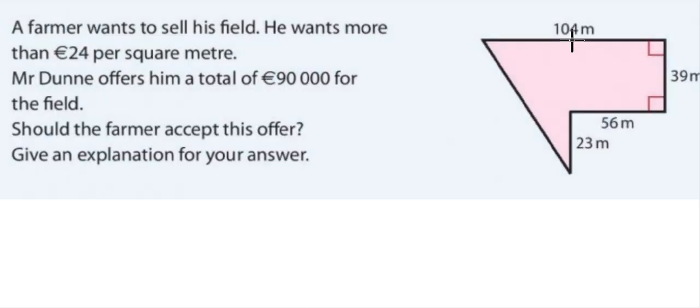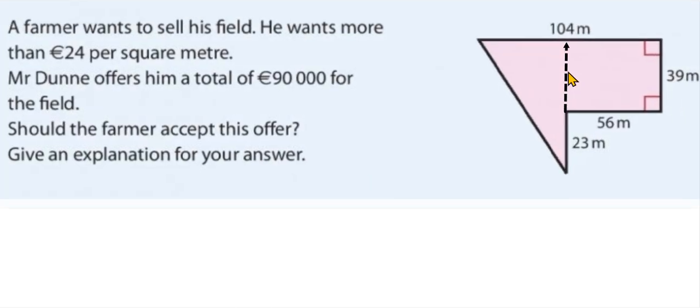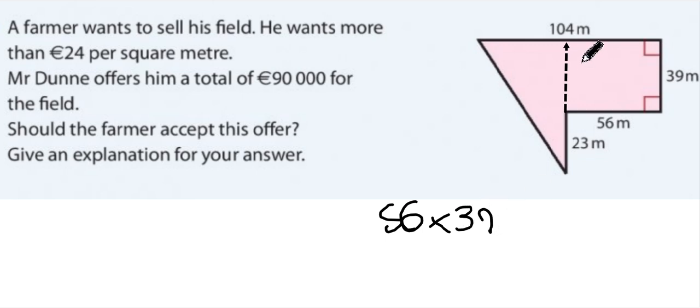I'm going to divide this up like this. You ready? So, I'm going to divide it up into a rectangle and a triangle. You don't have to divide it up this way, but that's the way I'm going to try it out. Anybody got 56 by 39 for me? What you get? 2184. Everybody have a 2184?